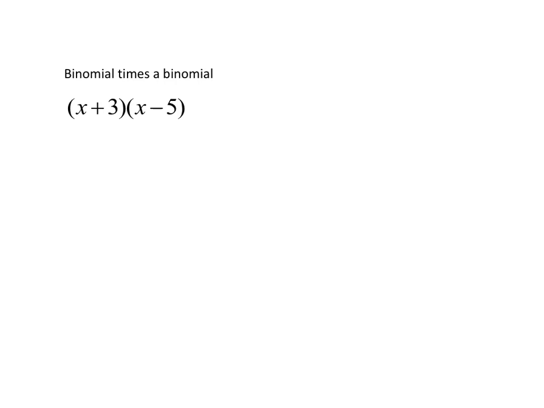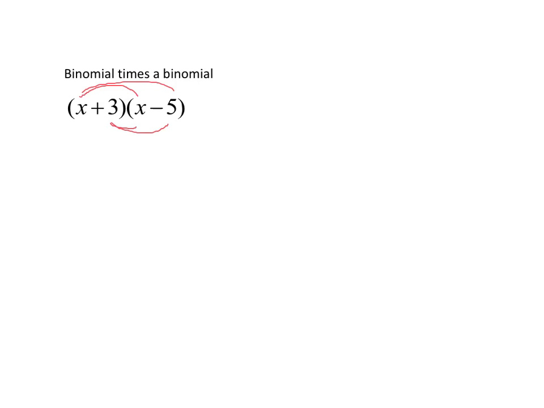Next we'll multiply a binomial times a binomial. This is very common, so there'll be some tricks for this. So first we'll start with the distributive property. And the way you need to distribute is you'll distribute the first x with both terms in the second one, and then the second number here, the 3, goes to both terms in the second binomial.